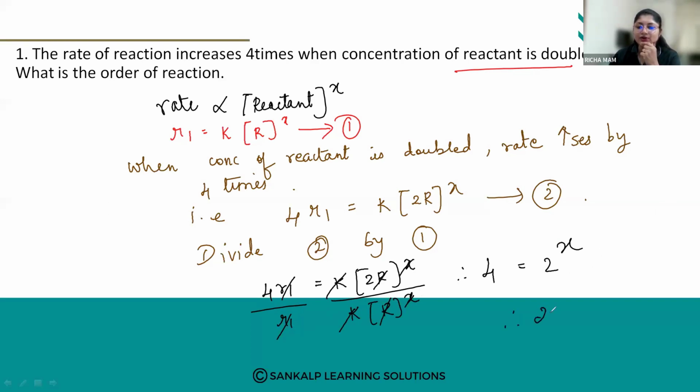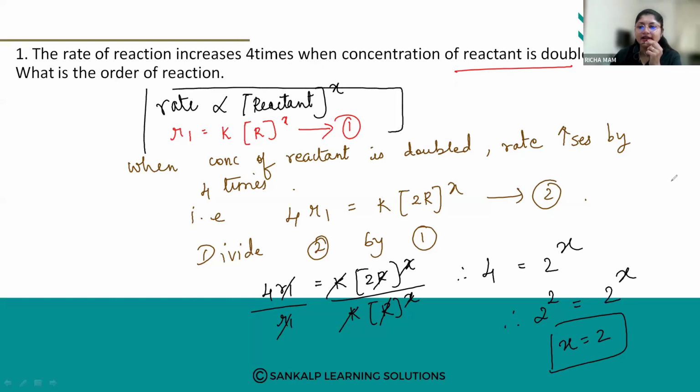Now 4 is nothing but 2 squared. So 2 equals X. So X equals 2. Yes, so the order of reaction is 2. The rate of reaction increases 4 times when the concentration is doubled. So this is the rate.